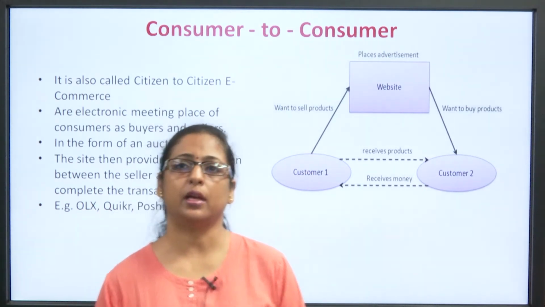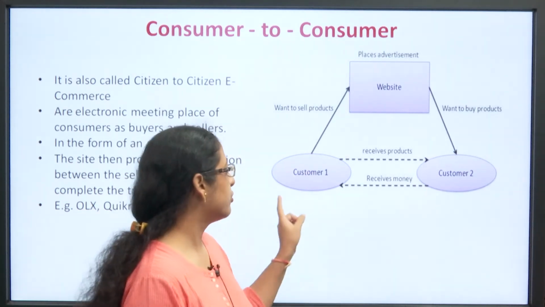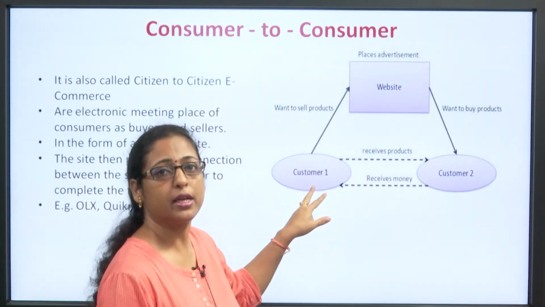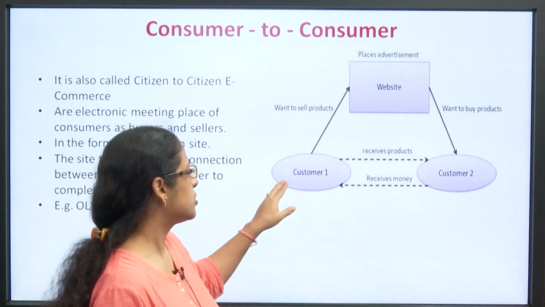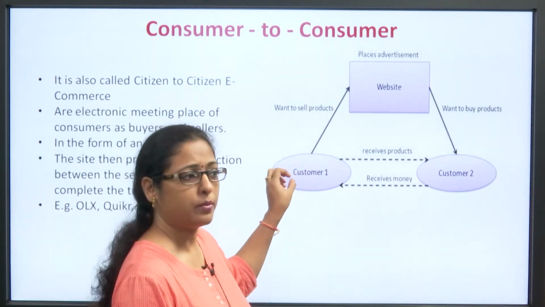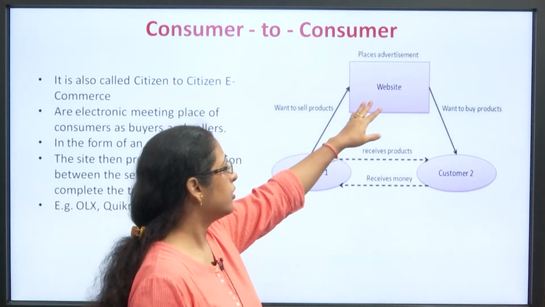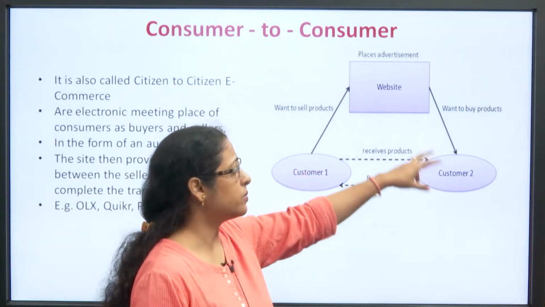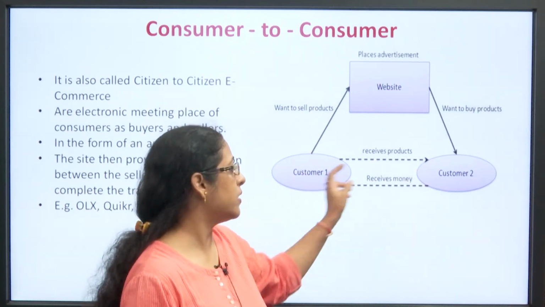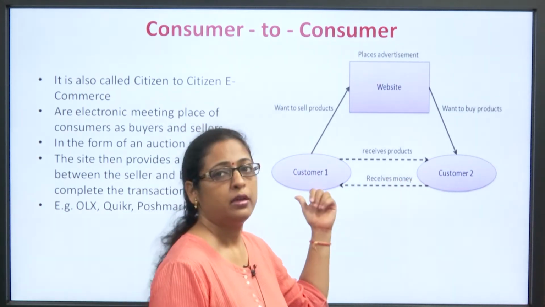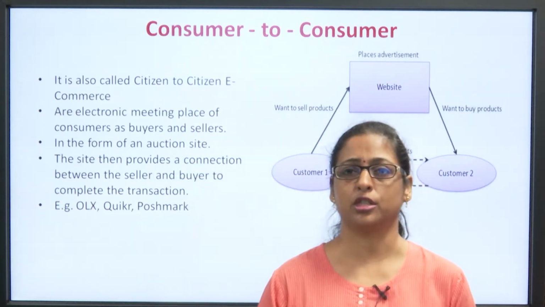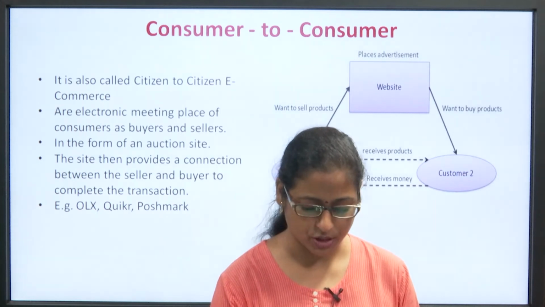So, for this obviously this is done through a website. As an example of OLX, Quikr, you know that the customers post their details of the product on these websites, and through these websites the other customer gets to know, and they are able to receive the product, and the seller receives the money as well. So, this kind of relationship is the C2C kind of relationship.